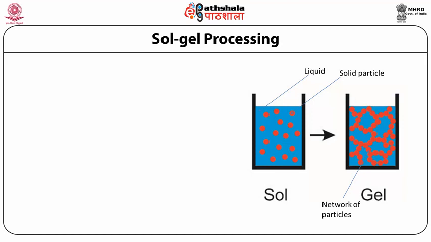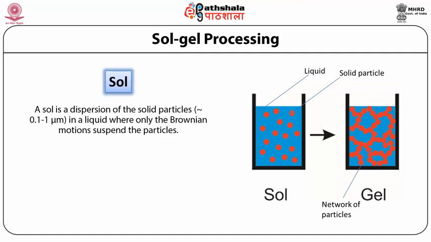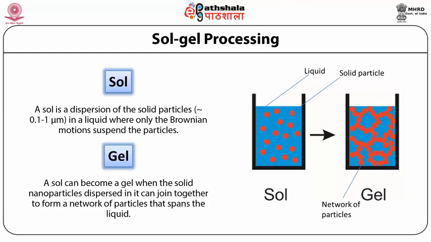Now let us discuss the sol-gel processing in detail. We have a sol as shown in this figure, and a sol is a dispersion of solid particles approximately 0.1 to 1 micron in a liquid, where only the Brownian motions suspend the particles. In the gel form, a sol can become a gel when the solid nanoparticles dispersed in it join together to form a network of particles that spans the liquid.